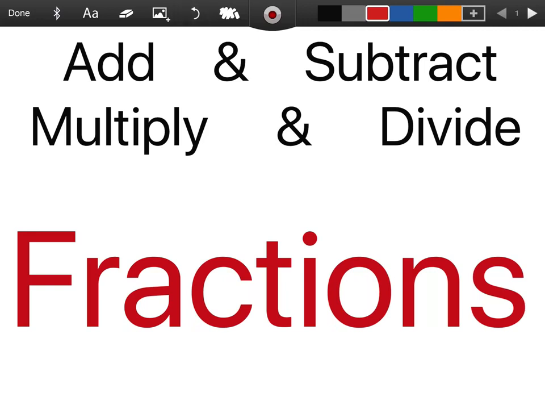Okay guys, we're going to do a quick review on addition, subtraction, multiplication, and division with fractions. We're going to do one example of each, starting with addition.